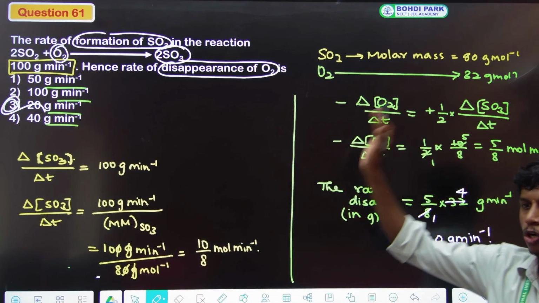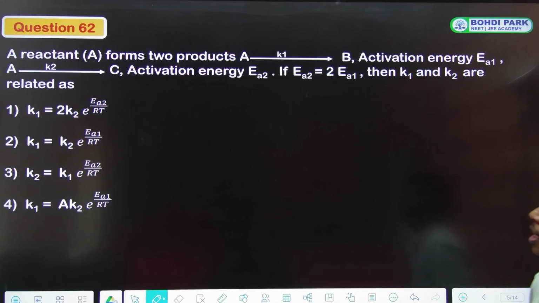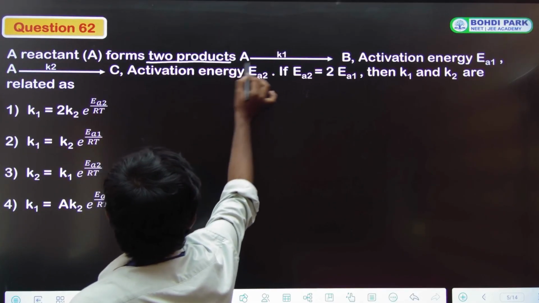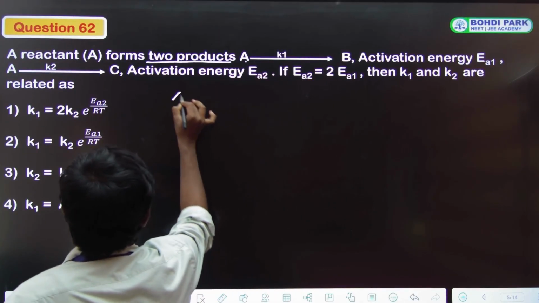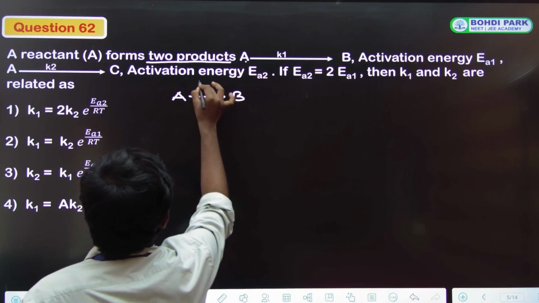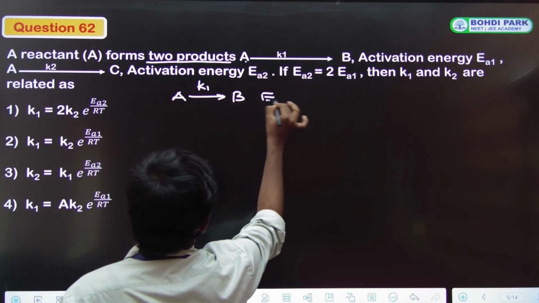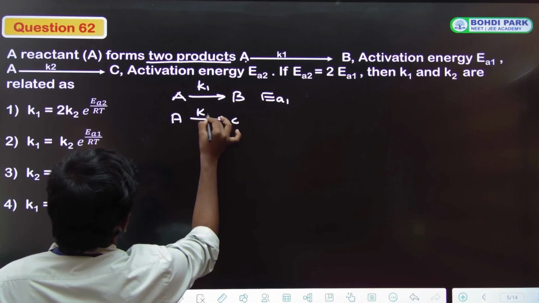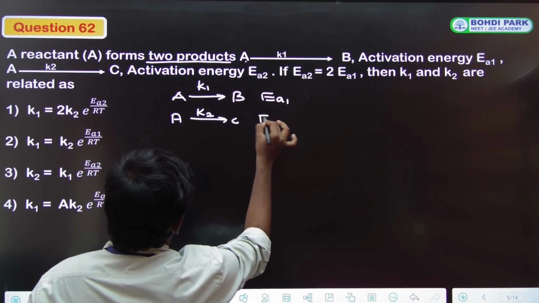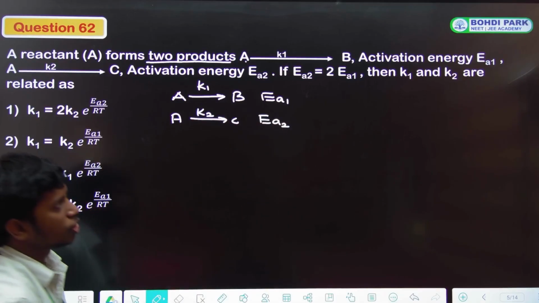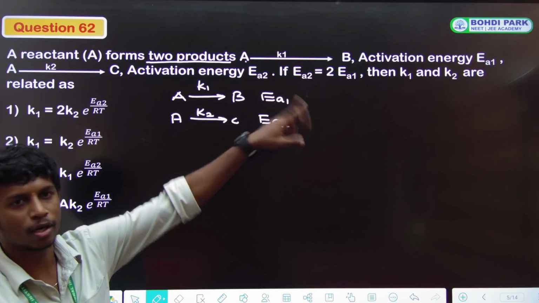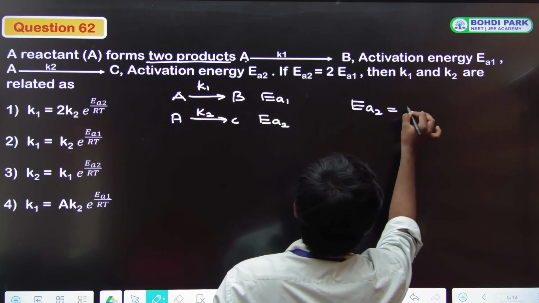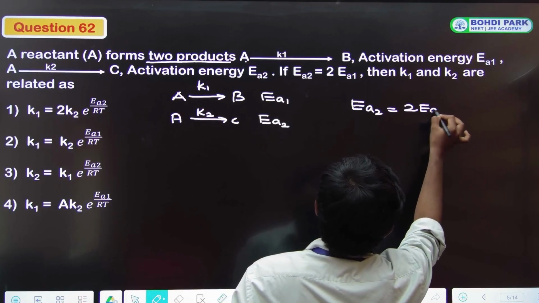Okay, we move into the second question. The reactant A forms two products. A to B has rate K1 and activation energy EA1. A to C has rate K2 and activation energy EA2. What is the relationship between K1 and K2? What have they given? EA2 is equal to 2EA1, the value is given.